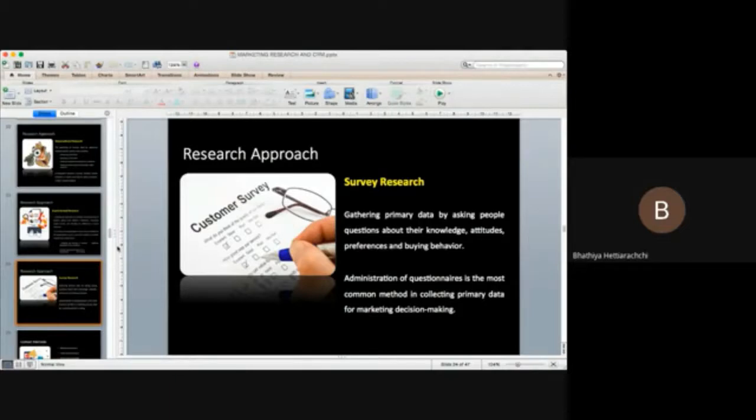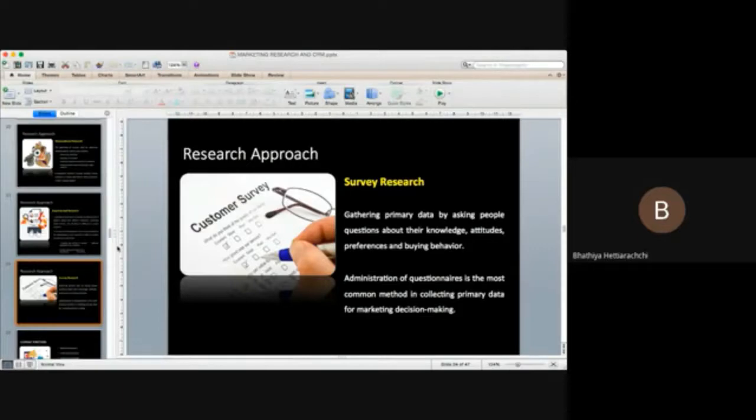So you distribute questionnaires and you get answers for those questionnaires, and based on the answers you do your analysis, and then you will find out the answers for your research problem, right? So that is a very common method that you find when doing research, how you get information, right?